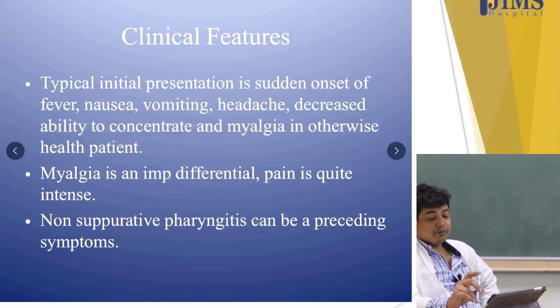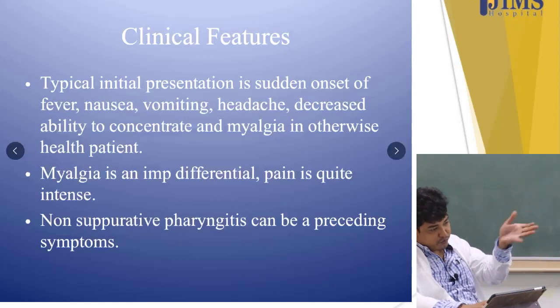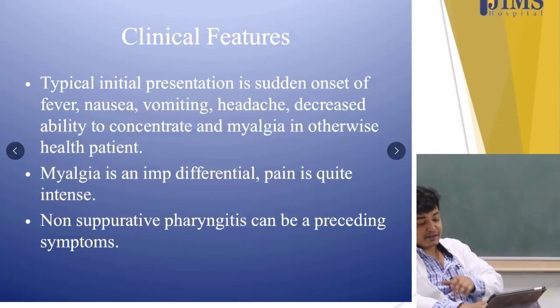Now, clinical features: mostly we can see that patients have complaints of sudden onset of headache, fever, nausea, decreased concentration, and myalgia too. Whenever you hear that the patient is having a headache, do not confuse it with migraine, as I've said earlier. Ask for the classification of the pain. How does the pain feel? If it is throbbing, stabbing, or it feels like it is breaking your head, make sure that you do not label it as a migraine itself. Go for other testing, make sure it is not meningitis.